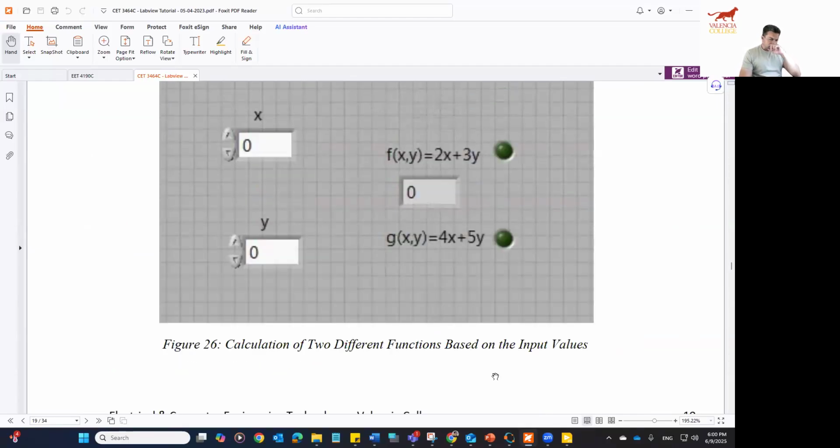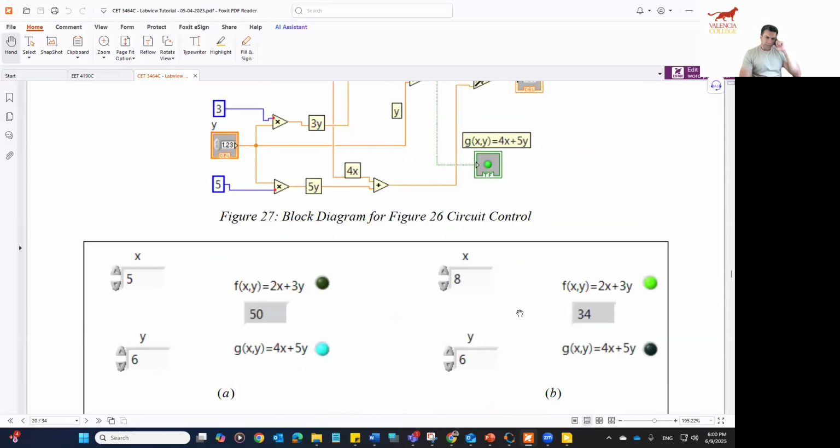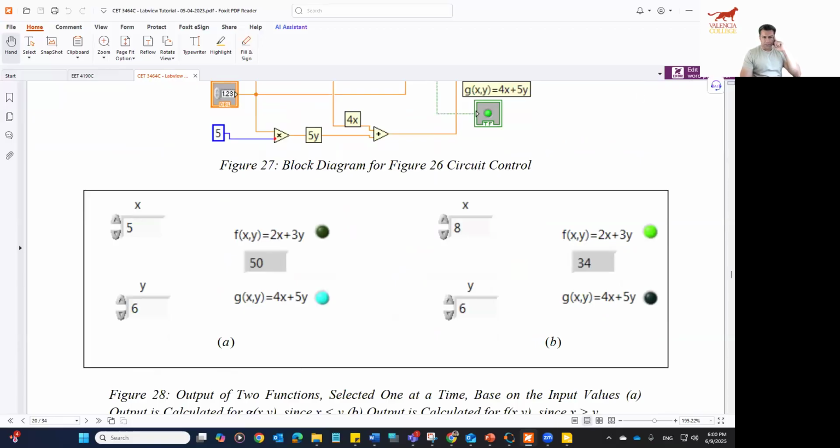One thing in this exercise that I want to discuss is that I'm putting two LEDs, as you can see. The idea is that whichever function's value is calculated, the LED corresponding to that function is going to light up. So if x is greater than y, fxy will be calculated and the LED will light up. And if x is less than or equal to y, then gxy is calculated and the LED is going to light up. As you can see in this execution, y is greater than x, gxy is calculated, LED is lit, and then x is greater than y, fxy is calculated, and then the LED is lit.